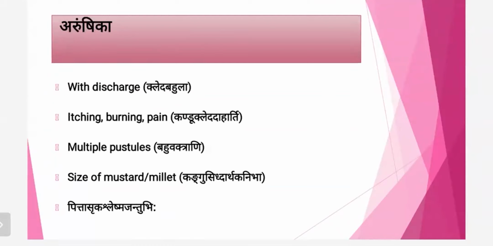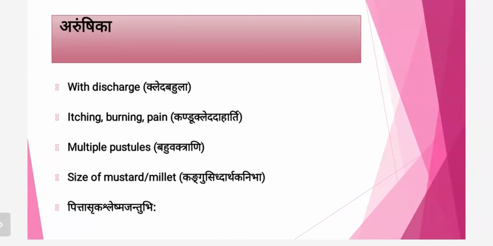And it is with the Kleda Bahula, it is having discharge, and Kandu Kleda Daharti, then it's itching, burning, and pain, and Bahuvaktrani, multiple pustules. So as we have discussed in the anatomy, the scalp has numerous sebaceous glands, and if these sebaceous glands get inflamed, then it will show the features of this Arunshika. So it is due to the Pitta, Asrik, Shleshma, and Jantu. That means maybe infective origin or inflammatory in origin.